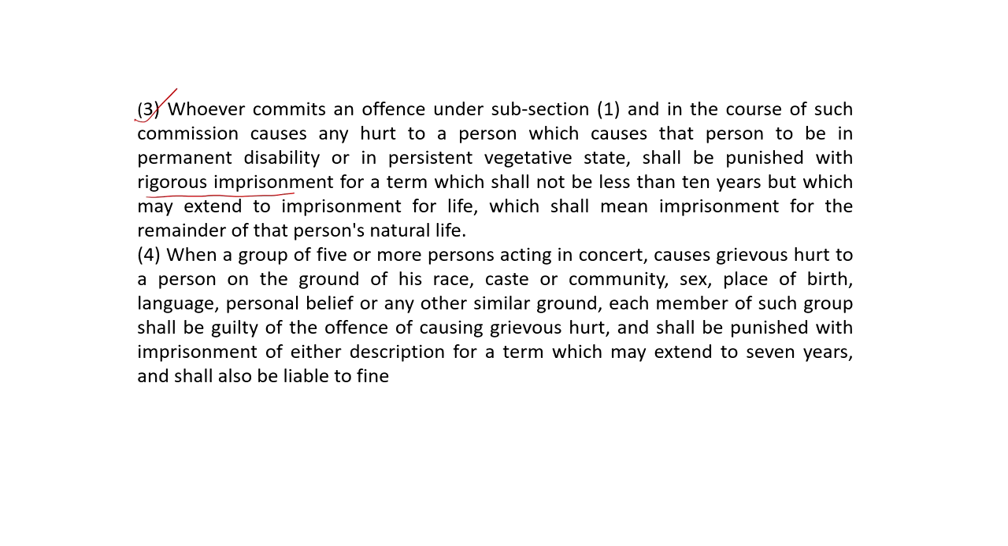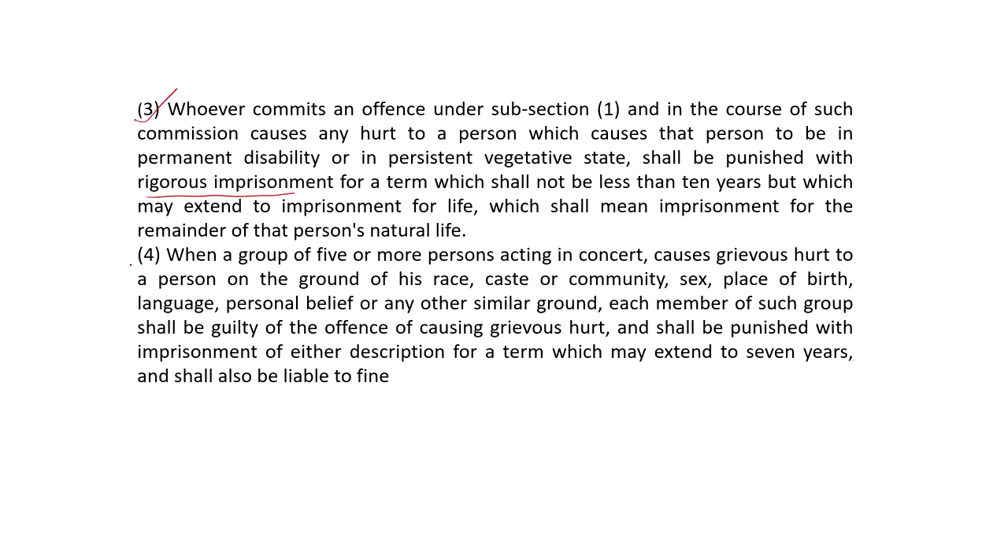The law has prescribed a minimum imprisonment. Plus, it may be extended to imprisonment for life, which again means imprisonment for the remainder of that person's natural life. Here, the discretion which vests in the state has been taken away. So the person cannot be released before time. His punishment cannot be condoned before time. He has to remain in prison for the remainder of that person's natural life.